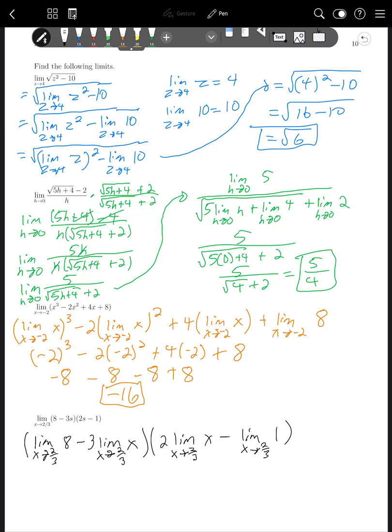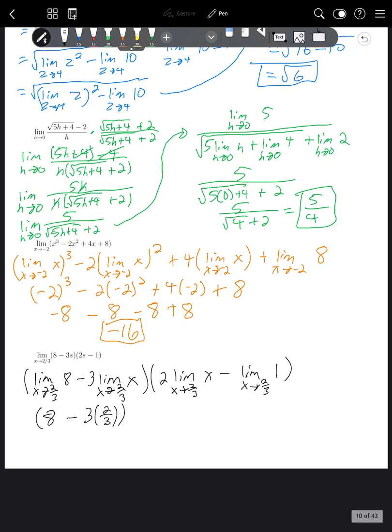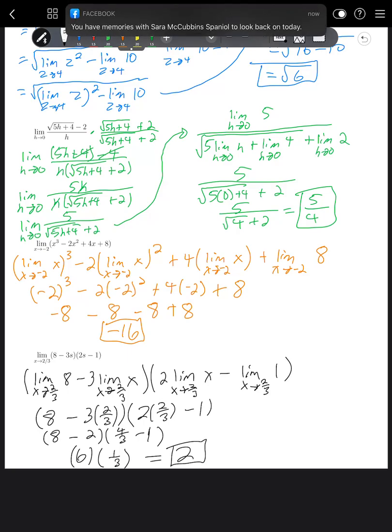The limit as x approaches 2/3 of 8 is 8. The limit as x approaches 2/3 of x is 2/3. And the limit as x approaches 2/3 of 1 is 1. So this would be 8 minus 2 times 4/3 minus 1. So that's 6 times 1/3. And so that is 2. Okay, so that's the idea.